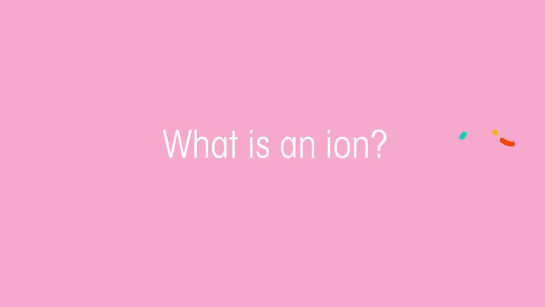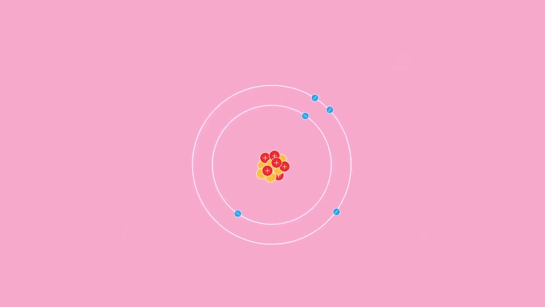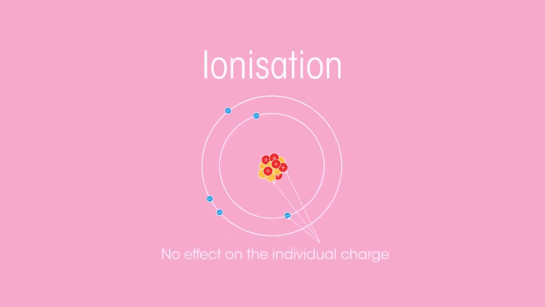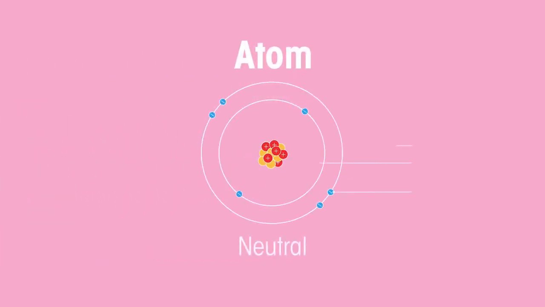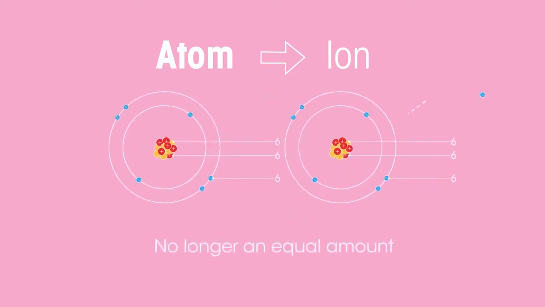Earlier, I mentioned that an atom can become an ion. This occurs when an atom gains or loses electrons to become positively or negatively charged. It has no effect on the individual charges of protons, neutrons, or electrons. They stay the same. When an atom is neutral, the number of protons and electrons are equal. But when an atom has become an ion, the number of protons and electrons are no longer equal. The number of electrons does not equal the atomic number anymore.